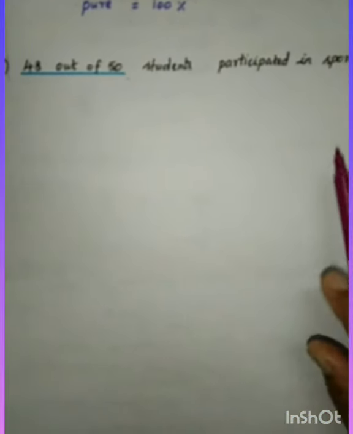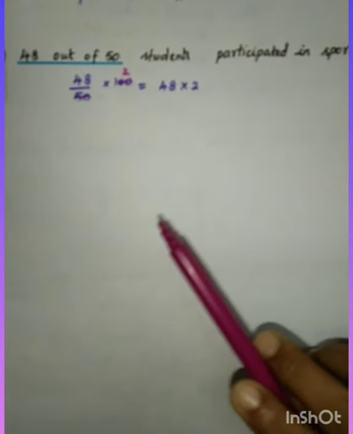Third subdivision, the statue was made of pure silver. That word pure represents 100 percentage. So directly we can write 100 percentage. Then fourth subdivision, 48 out of 50 students participated in sports. That is 48 by 50 into 100.